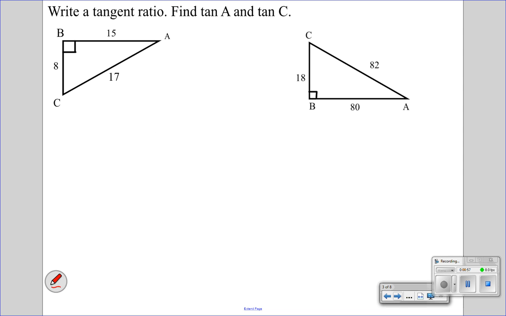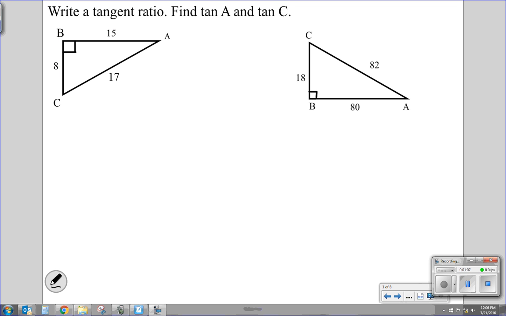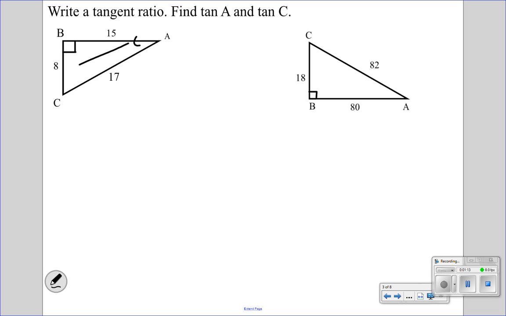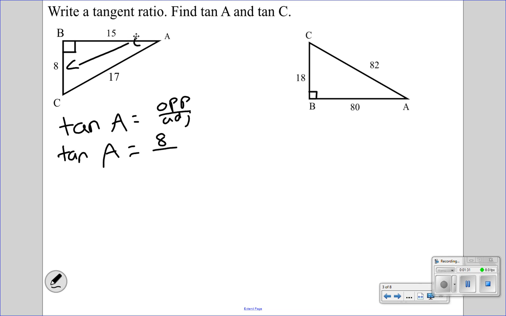Alright, so this asks us to write a tangent ratio by finding the tangent of A and the tangent of C. So we'll start with the tangent of A. Remember, tangent of an angle is opposite over adjacent. So the tangent of angle A is the opposite side, which opposite angle A is 8, over our adjacent. Remember, we're not using our hypotenuse, so our adjacent side is 15.